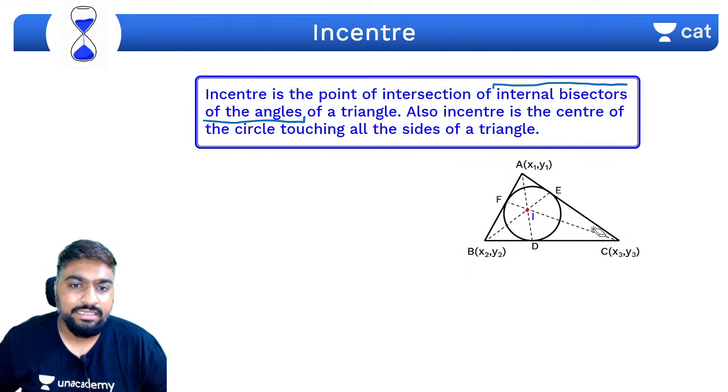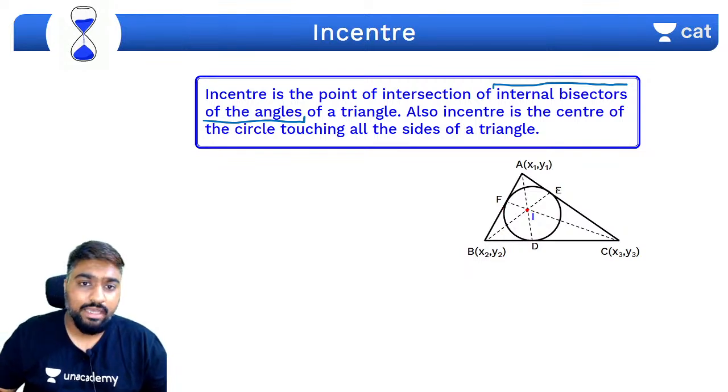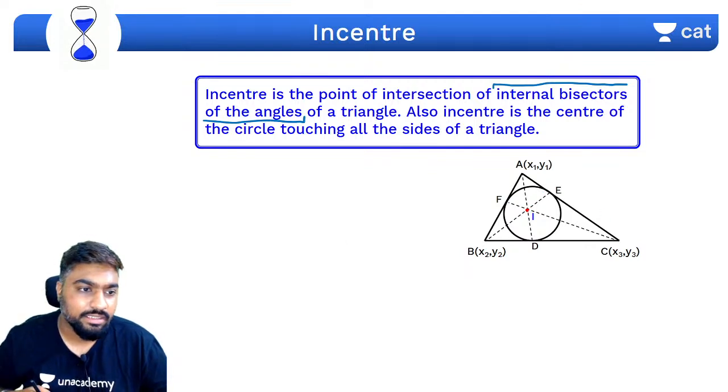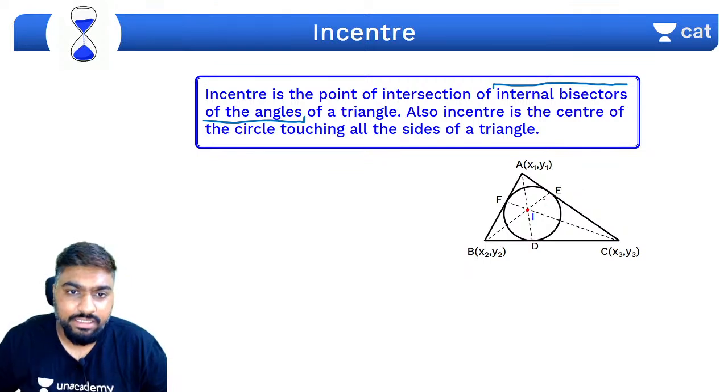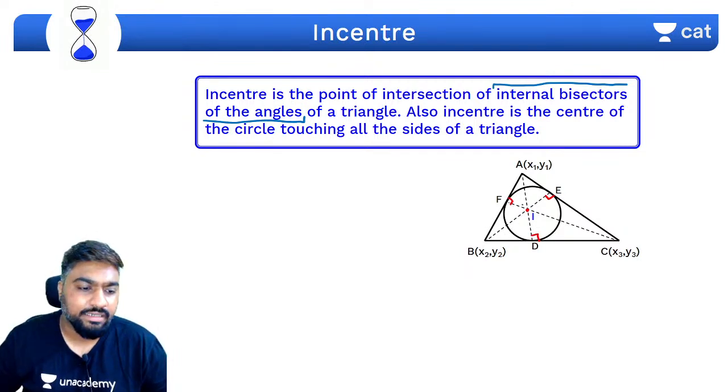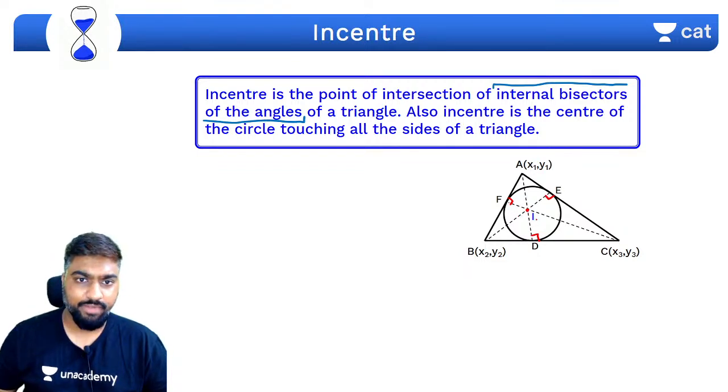The in-center is also the center of the circle that touches all three sides. Mind you, this circle touches all three sides. Look at this, here's a side, and the circle touches it here. These all become tangential. So when they become tangential, this becomes the radius and this becomes perpendicular automatically, by the rule that the tangent and radius are perpendicular at the point of contact, right?